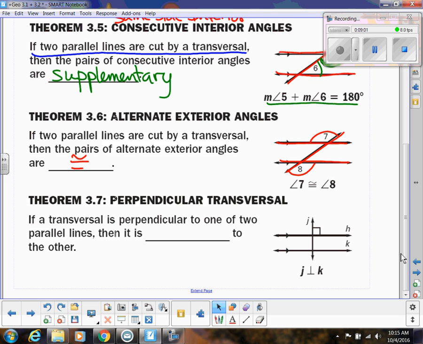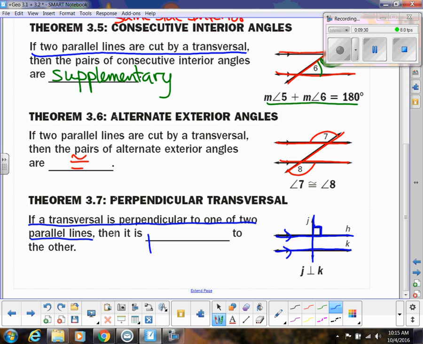You should also have this perpendicular transversal theorem. So this one is saying if a transversal is perpendicular to one of the two parallel lines. So here's your if. You have to have this in your diagram. So I have two parallel lines, and I have a transversal, but I have to know that that transversal is perpendicular to at least one of them. If we know that, then it is perpendicular to the other one as well. So I would know that it's perpendicular to that other line.